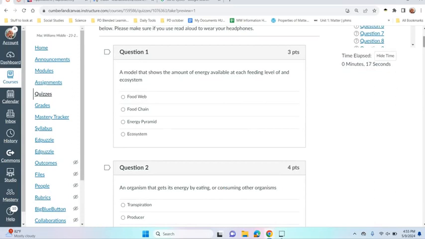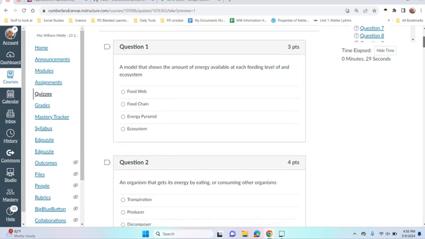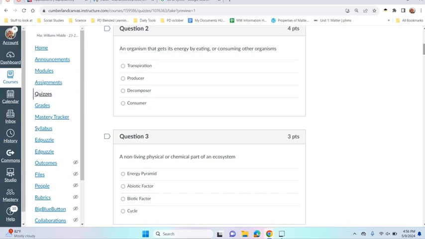Question number 1. A model that shows the amount of energy available at each feeding level of an ecosystem. The food web, food chain, energy pyramid, or ecosystem. Number 2. An organism that gets its energy by eating or consuming other organisms. Is that transpiration, producer, decomposer, or consumer?